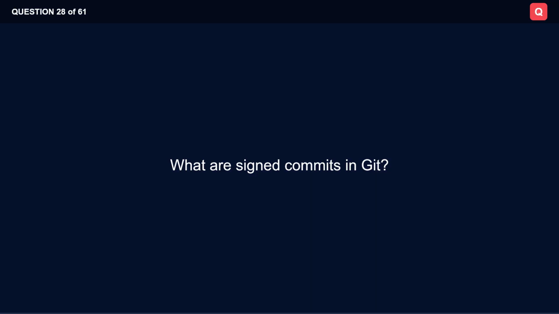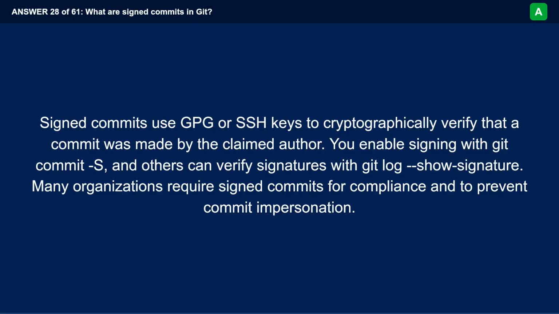What are signed commits in Git? Signed commits use GPG or SSH keys to cryptographically verify that a commit was made by the claimed author. You enable signing with git commit -S, and others can verify signatures with git log --show-signature. Many organizations require signed commits for compliance and to prevent commit impersonation.